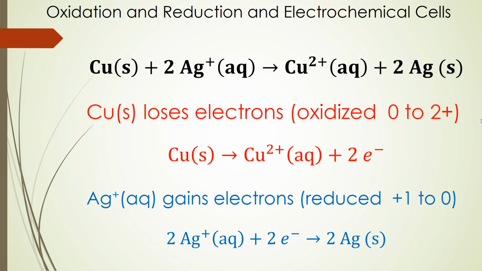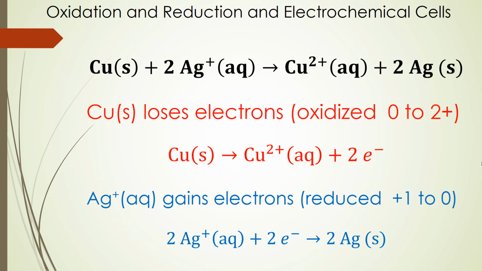So we have our overall reaction at the top of the slide. In this case, we can see that copper metal loses electrons, and when it does that, it's going to be oxidized to copper 2+ ions. And just as a preview, this generally happens in the anode compartment of the electrochemical cell. We're going to see that in just a few minutes.